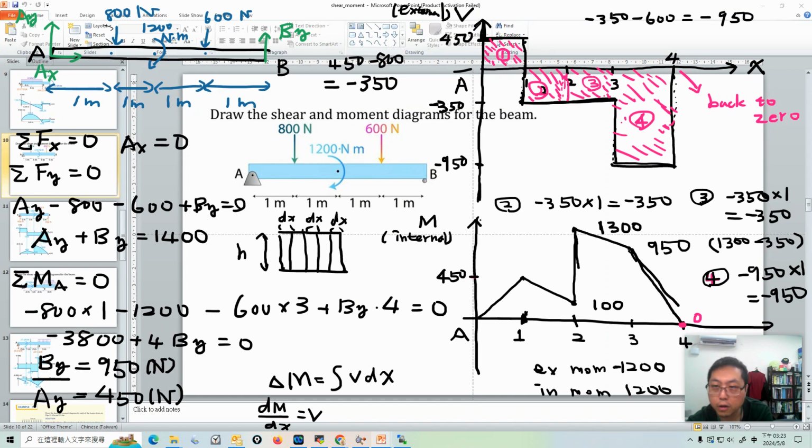Yeah, you will see we are back to zero again. That means we are drawing the correct moment diagram, since it must go back to zero. That means the system is in rigid body equilibrium. Okay, so here is the shear moment diagram of this beam subject to this external load and external moment.